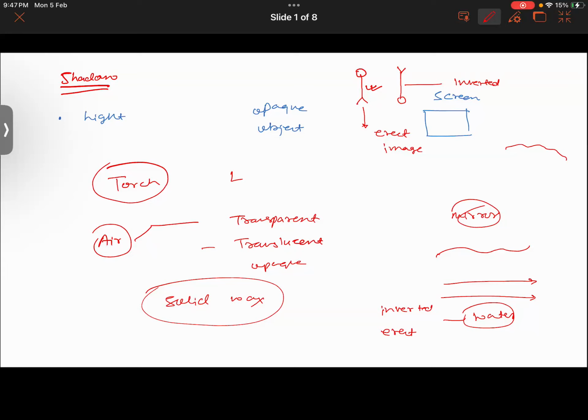It will be elongated, it will be bigger. Okay, so shape pe depend karti hai, and it is also depending upon the direction of the sunlight which is falling on the object. Okay. Also, do tell me one more thing.